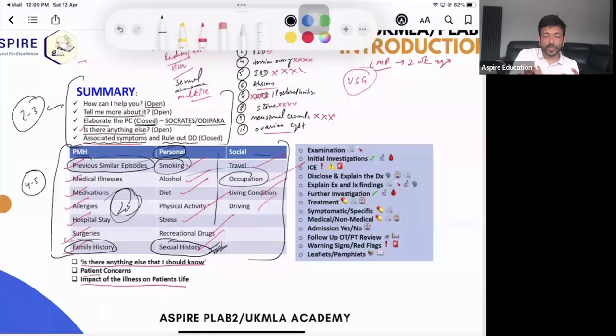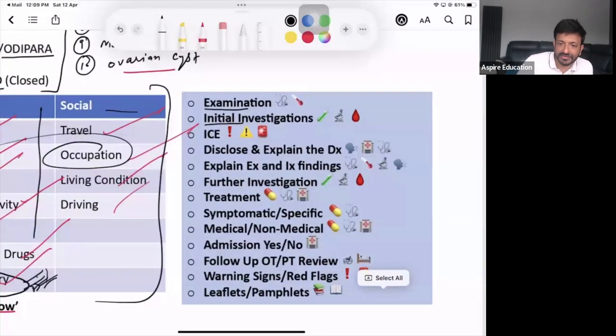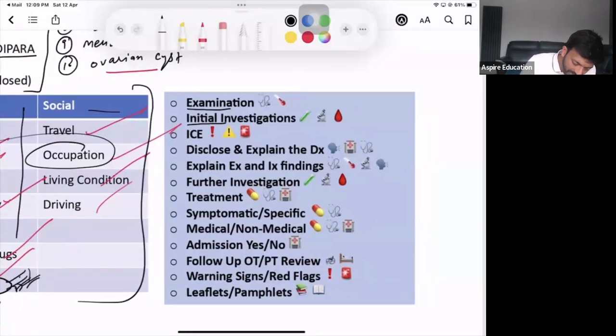So before you ask any question to the patient, I would advise you to ask it to yourself: why am I asking this question? What am I going to achieve by asking this question? If you think you're not going to achieve anything, then please don't ask. That's the aim. After that, once you're done with the history, you'll mention examination and initial investigation. For example, I would like to do a general physical examination. I would like to check your vitals.